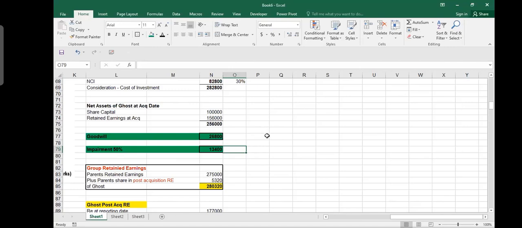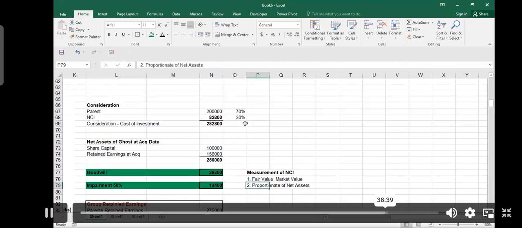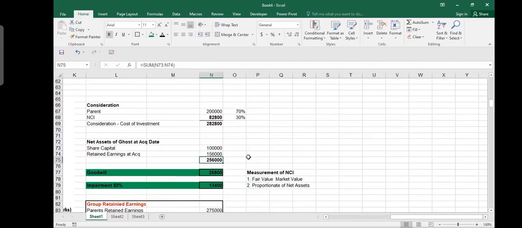You should remember that for the measurement of NCI, you have two options. One is called the fair value method, which means the market value, just like we have been doing. The second is called proportionate share of net assets. We have not done any question so far with proportionate share of net assets. It means that you would see what the net assets of this company are. For example, for this company, we said that their net assets are 256. Okay, these were the net assets.